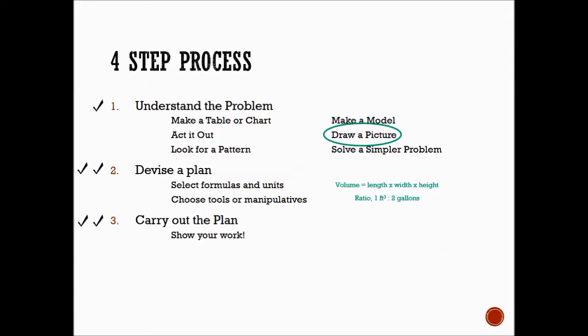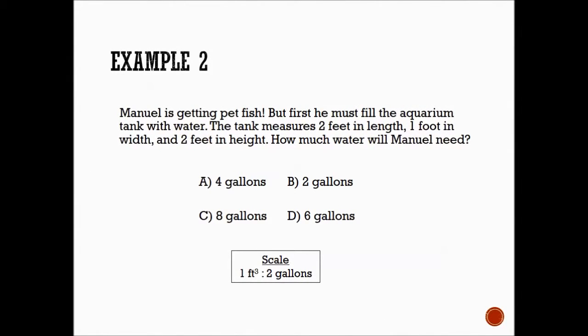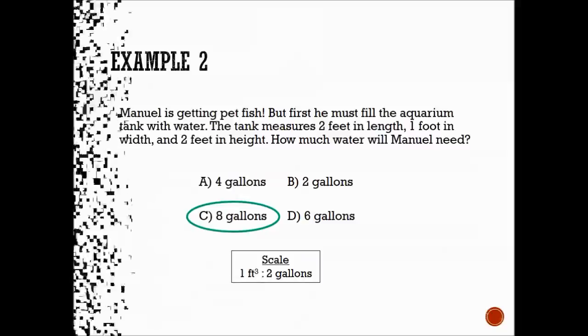Now, are we done? There's 1 step left. Check your work. The problem gives us possible solutions of A, 4 gallons, B, 2 gallons, C, 8 gallons, and D, 6 gallons. The correct answer is C, which also matches the answer that we found. Good work! Let's look at our final problem.